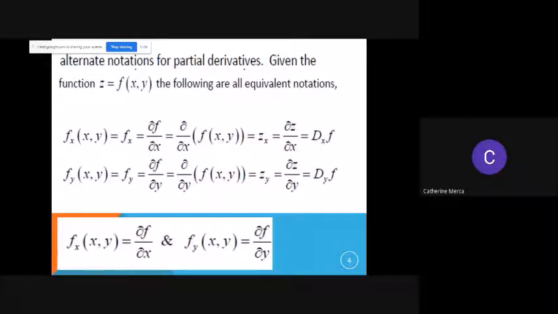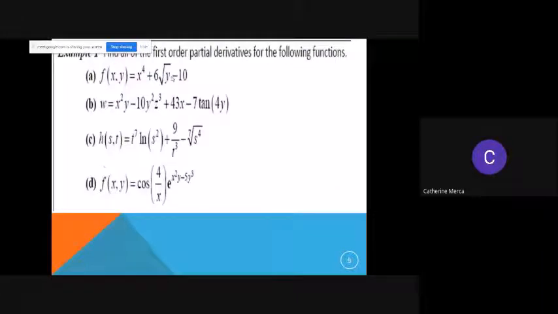Most of the time, what do we make use of? We make use of this: f sub x of x, y is the partial of f with respect to x, and f sub y is the partial of f with respect to y. Let's try to solve the following examples. Let's take a look at this one.